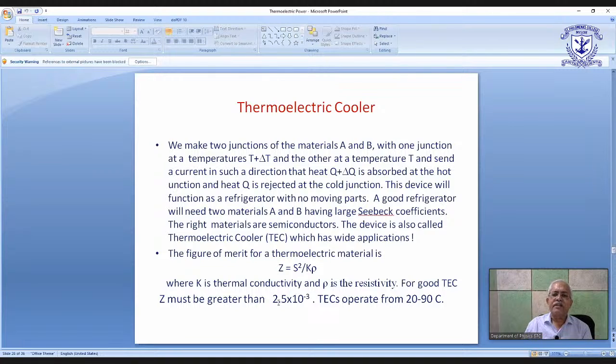So the normal refrigerator, which we use in our homes, has moving parts, the compressor, and then there is a working gas and so on. In a thermoelectric cooler, there's no such thing. No moving parts. It's very simple to operate. Just drive a current through the circuit, and then it works like a refrigerator. Such devices are called thermoelectric coolers, denoted as TEC, and this is found to have a very wide range of applications.